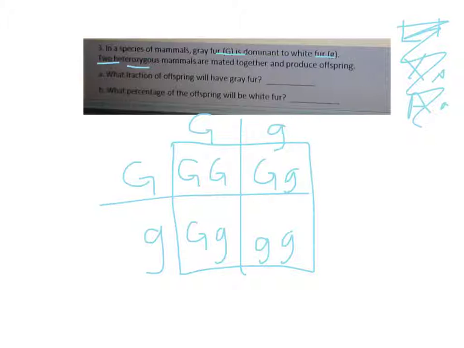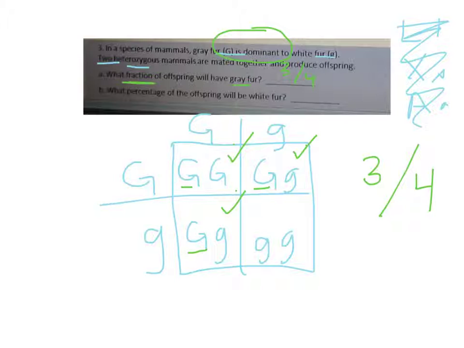Your question asks you, what fraction of offspring will have gray fur? Gray is dominant, which means that the big one always wins. Even if there's a little one present, the big one will still win. So, you're going to look and see big one, so that wins. That one's gray. Big one, gray, big one, gray. So how many do I have checked out of my 4? I have 1, 2, 3 checks, right? Out of 4 boxes. So there's my fraction. 3 out of 4.